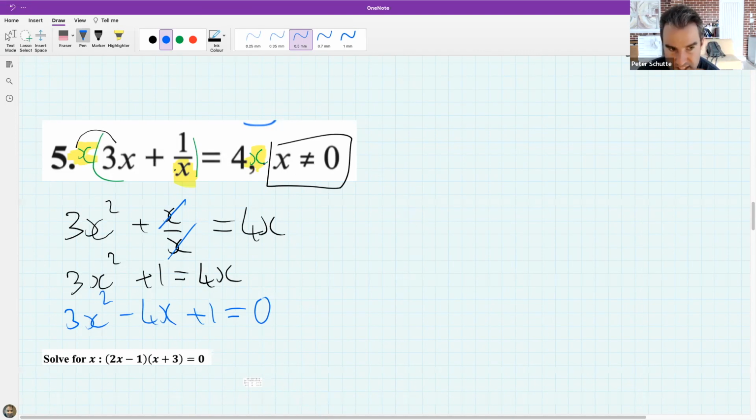But the main idea was the yellow bit, this idea that we multiplied both sides by x, because that's what got rid of the fraction.